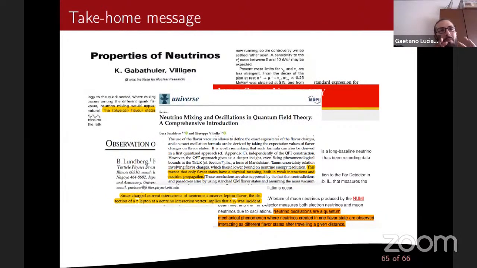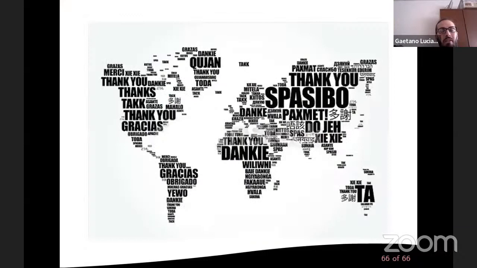So this is the main claim, the main result of our study, that the physical representation of neutrino states in the presence of mixing are the flavor states.